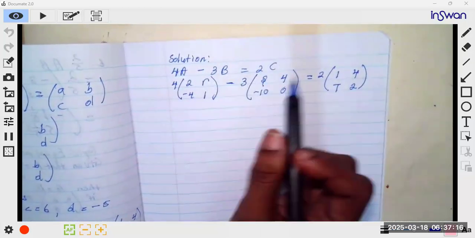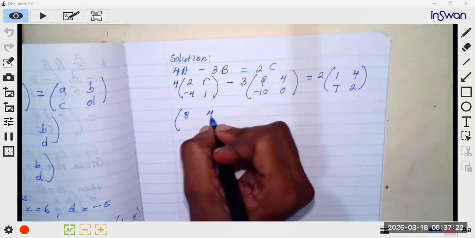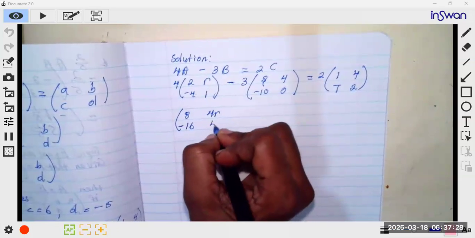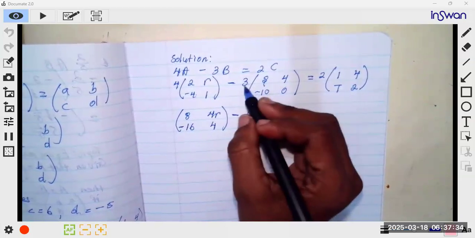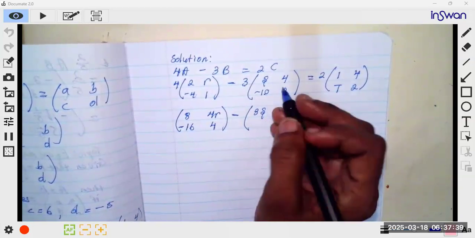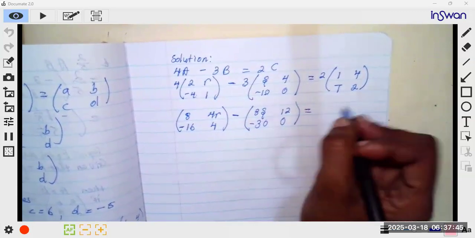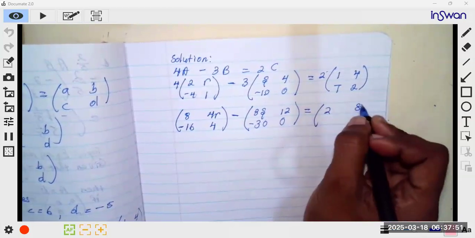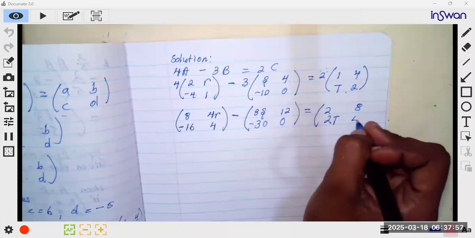So what we do is multiply out across, right? 4 twos are what? 8. 4 by r will be 4r. 4 times minus 4 is minus 16. 4 times 1 will be 4. Minus 3 times s is minus 3s. 3 by 4 will be 12. 3 times negative 10 will be negative 30. And 3 times 0 is 0. And that is equal to 2 times 1 will be 2. 2 by 4, 8. 2 times t, 2t, and 2 twos are 4.